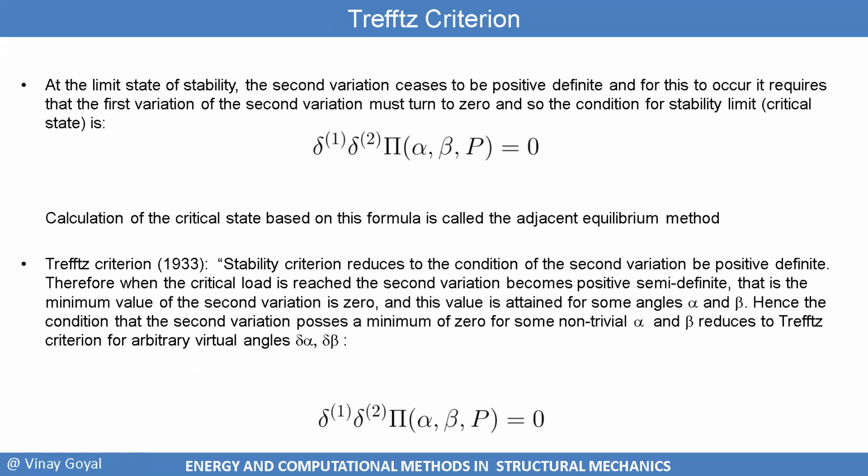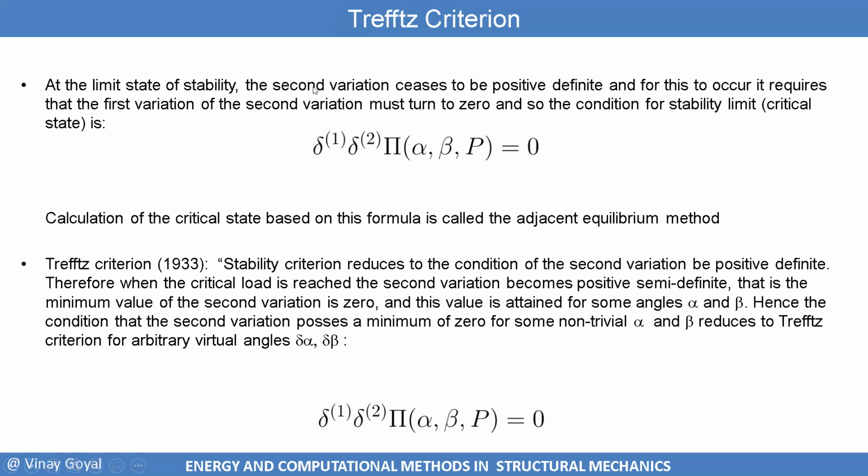At the limit state of stability, the second variation ceases to be positive definite. And for this to occur, it requires that the first variation of the second variation must turn to 0. And so the condition for stability limit is this. Again, at the limit state of stability, the second variation ceases to be positive definite.